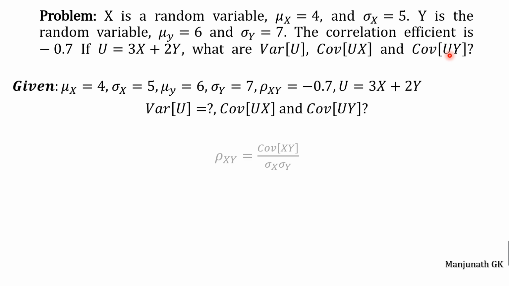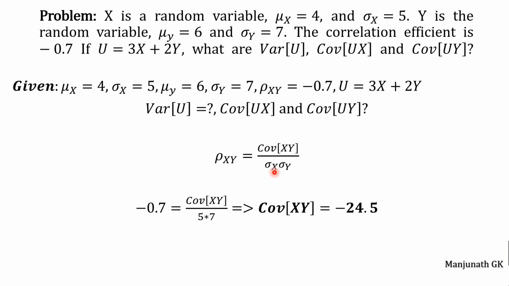Rewrite the given data. Using this formula, let us calculate the covariance of xy. It is needed in further calculation, so it should be the first calculation. Using this formula, the correlation coefficient is the ratio of the covariance of xy divided by the multiplication of the standard deviations of x and y. Do the simplification, then the covariance of xy is calculated and it equals minus 24.5.